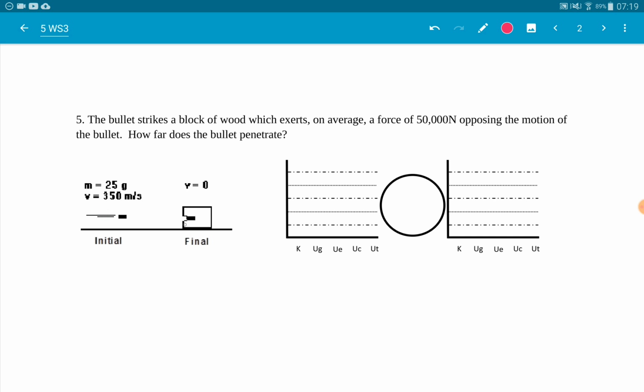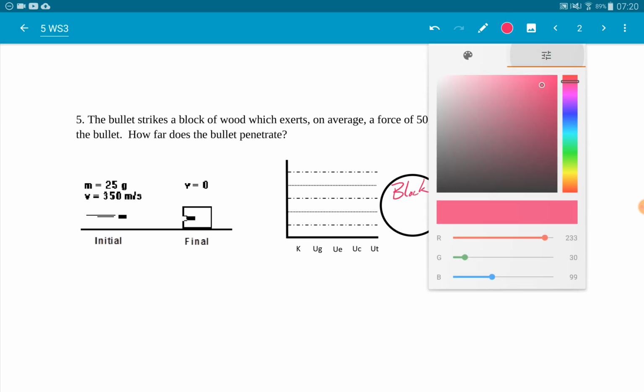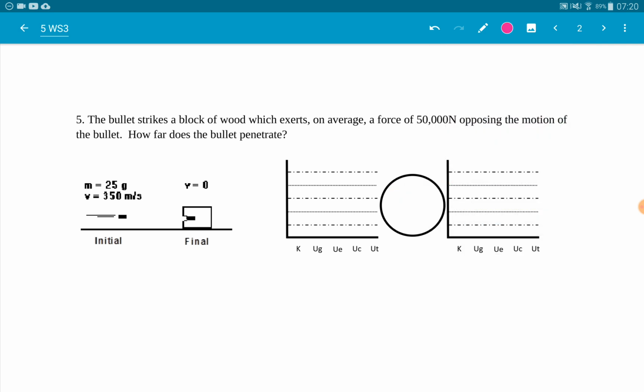So fire a bullet into some sort of block and it embeds itself, as you can kind of see here. It pushes itself into that block a certain distance. In this case, we're given the amount of force that the block is putting on that bullet. And let's go do an LOL diagram. So first, define my system. I'm going to make the block my system. I kind of want a fuchsia color or something. Let's do block.